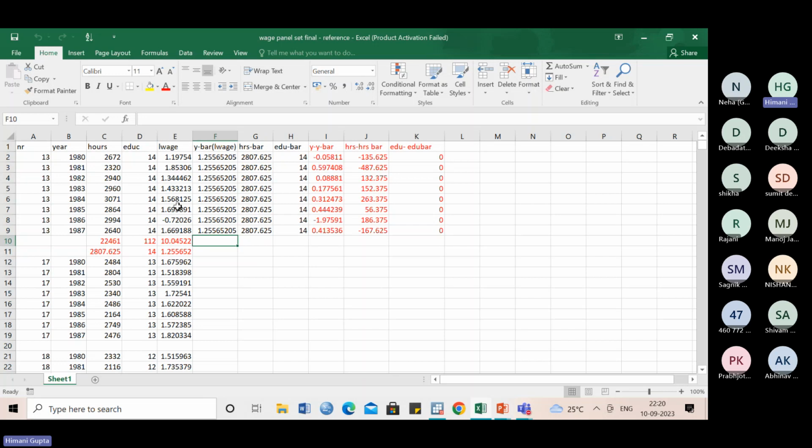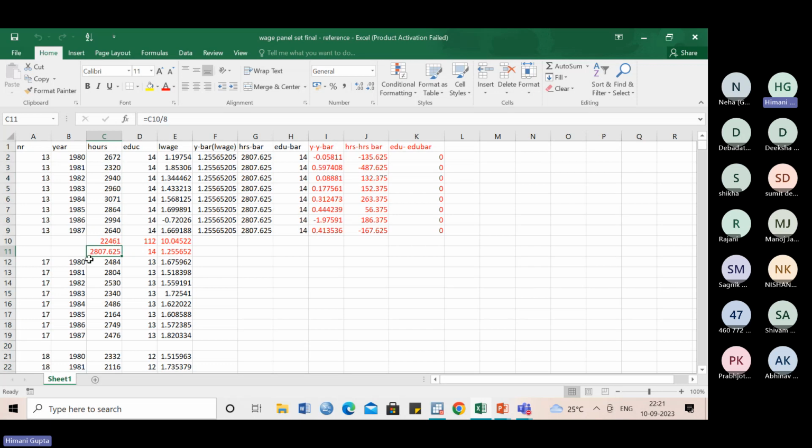Now, what we are doing: I am saying that there are some factors, let's say a_i, which have an effect on your wage. Let's say ability is one of the factors, or education is one of the factors, because it is time invariant and sits in the error term. So how am I going to get the fixed effect? First of all, you have to total all these things. If I total it, you can see the sum is 22461. Then I am going to take the average.